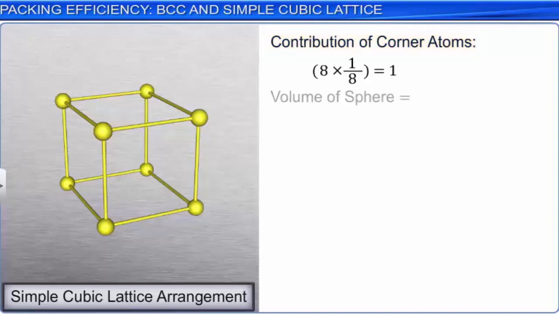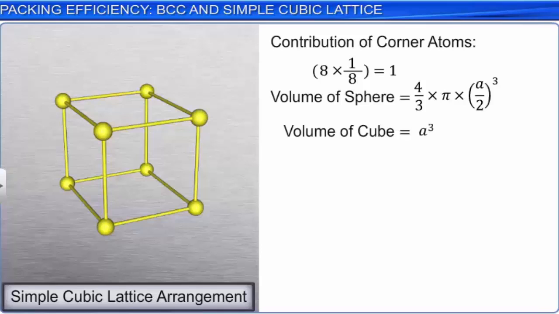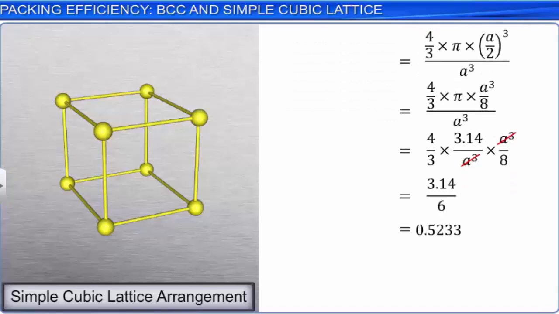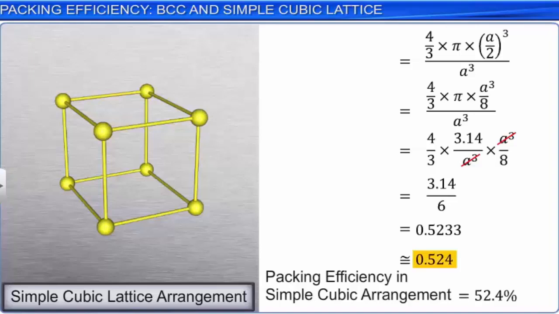The volume of a sphere contributing to a unit cell is 4 upon 3 into pi into A upon 2 whole cube, while the volume of a unit cell is A cube. On substituting these expressions in the formula for packing efficiency and simplifying, we get 0.524 or 52.4%. Therefore, the packing efficiency in simple cubic arrangement is equal to 52.4%.